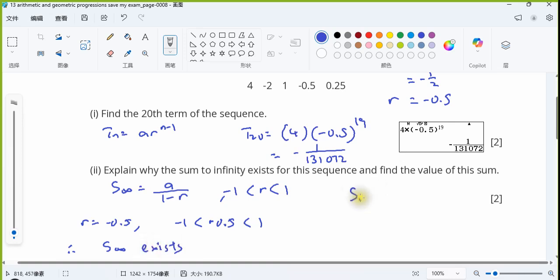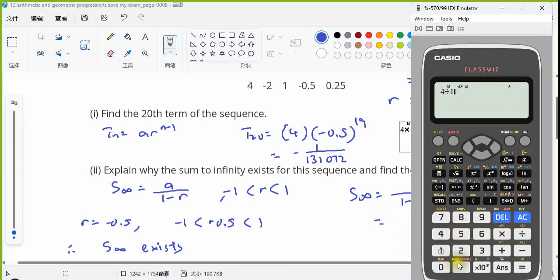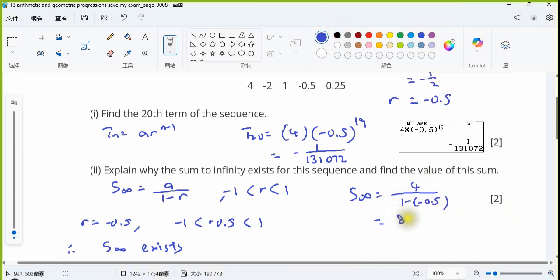So S infinity will be 4 over 1 minus negative 0.5. So we have 4 over 1.5, then it's 8 over 3. So the answer will be 8 over 3.